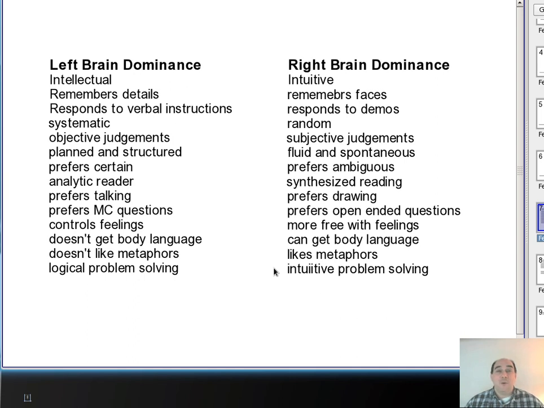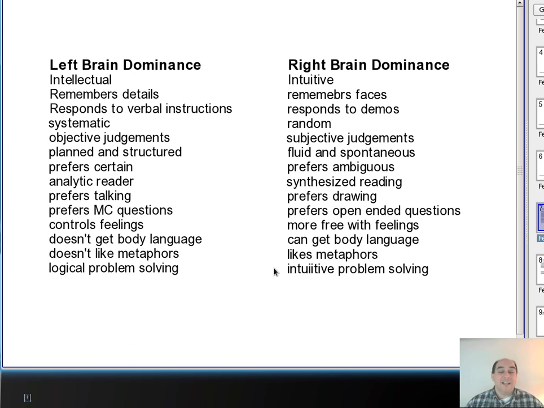Left brains tend to be more objective in their judgments, and so they're looking for plus and minus, yes and no type of things, and that's the way they tend to make judgments and decisions. Whereas the right brain are more subjective judgments, things that are less definable, but obviously there. Left brains are more planned, structured. They prefer certain things instead of the uncertain or the vague. They're very planned, they're very structured, which means they're not very spontaneous. Left brains, I guess, would be the ones that are less likely just to take off and go to the beach on a whim, right?